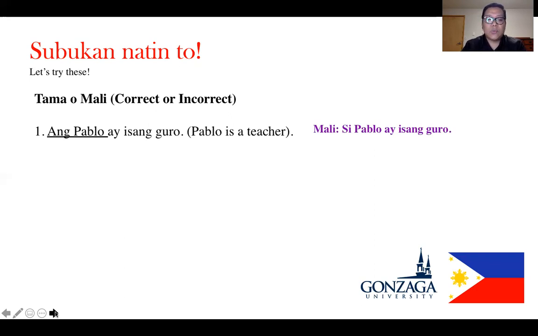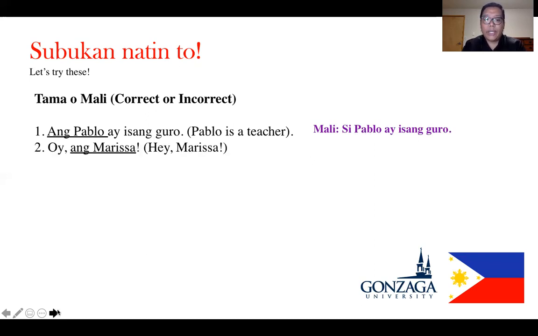Why? Because we cannot use ang if the word next to it is a proper noun. Again, for proper noun, singular, we use si. Proper noun, plural, we use sina. So in this case, we have to say, si Pablo ay isang guro.